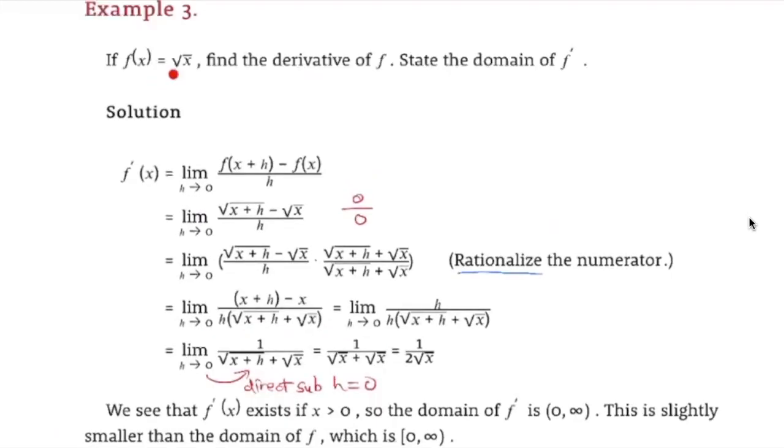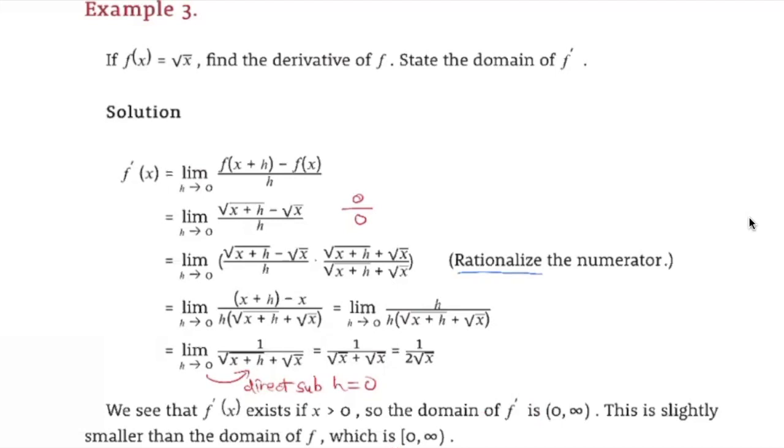Okay. Now, what's the domain for this new function? The domain for this new function is all real numbers strictly greater than 0, because the denominator cannot be equal to 0, and the x here is inside the square root. So the domain for this new function is all positive numbers. Now, which is slightly smaller than the domain of this original function f over here. For this original function f over here, the domain is all non-negative numbers. So you see this, the domain for f prime is smaller than the domain for f sometimes.